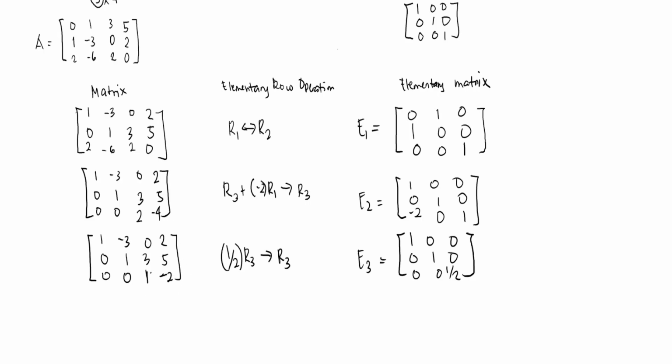So therefore, if we let this be our B, then B equals E sub 3, E sub 2, E sub 1 times A. You can check that if we multiply these matrices, E sub 3 times E sub 2 times E sub 1 times A, then the result will be this matrix B. So you do the computation.